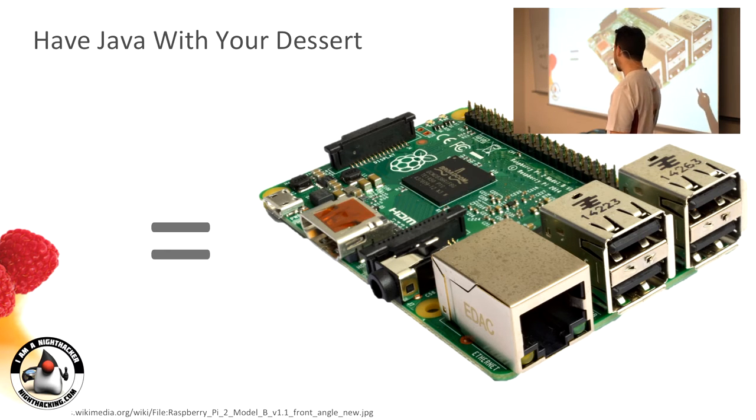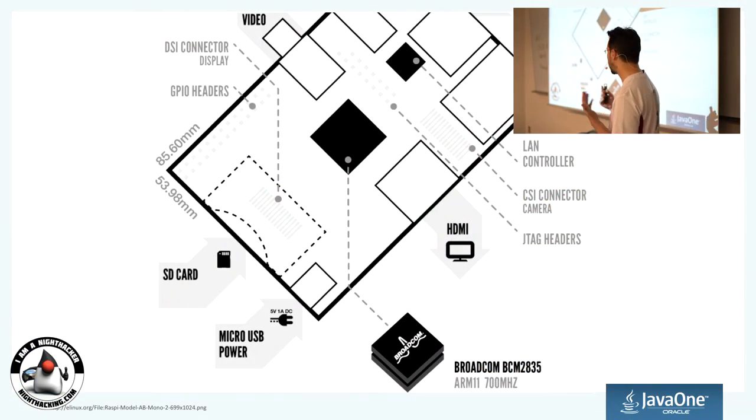The Raspberry Pi 2 is 900 megahertz, maybe. Raspberry Pi 3 is 1200, maybe, I forget. Anyway, it's fast. The 2 and the 3 are quad core. The Raspberry Pi 1 is single core. Raspberry Pi B plus is single core. You get a screen, and you also get an SD card, which is the hard drive for it, and you power it off micro USB.